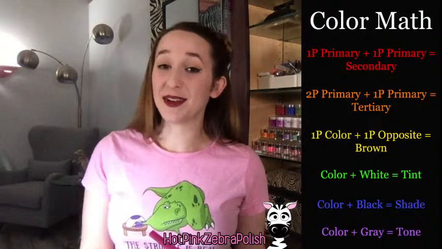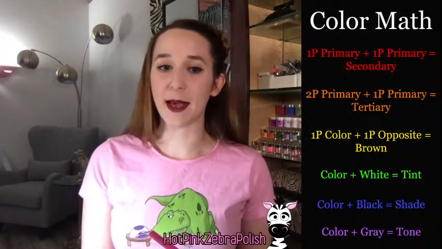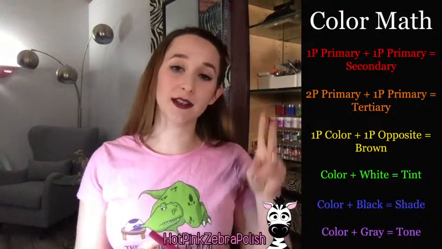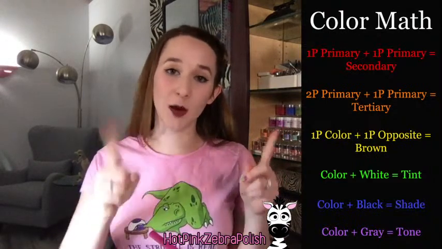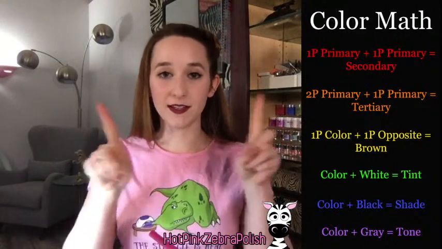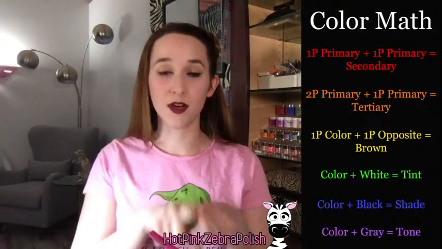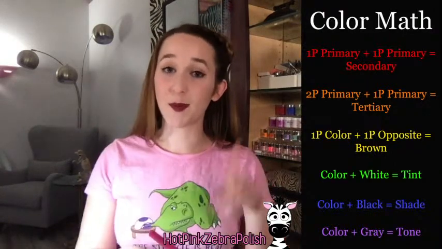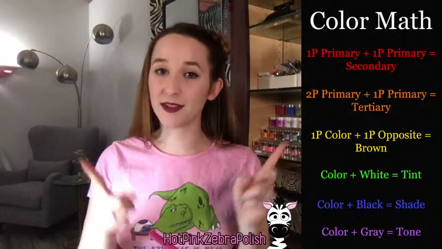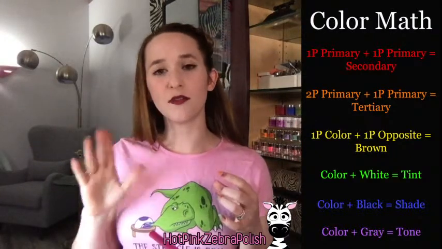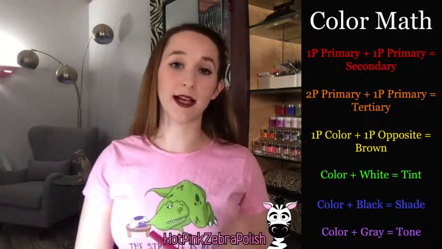So then the color recipe for making brown is going to be one part of a color and one part of its opposite color. So you have one part red, one part green, mix them together, you get brown. One part orange, one part blue, mix them together, you get brown. One part yellow, one part purple, brown.